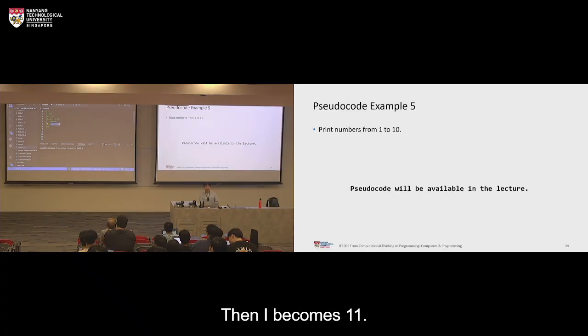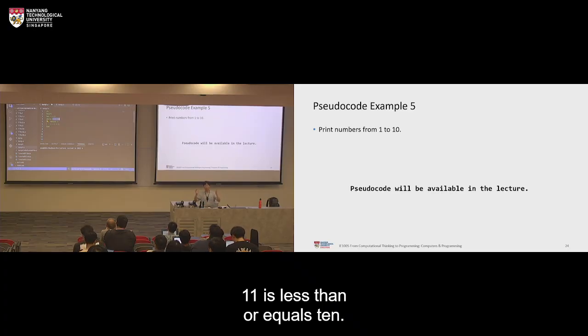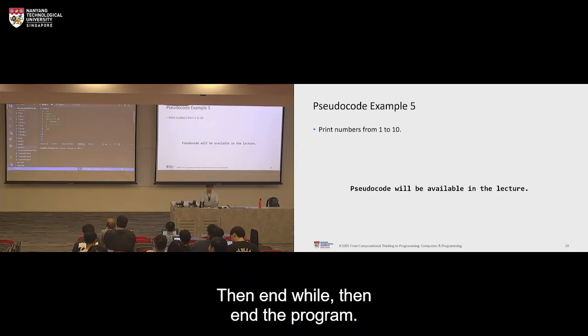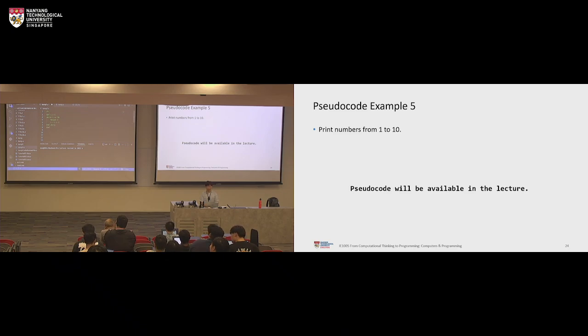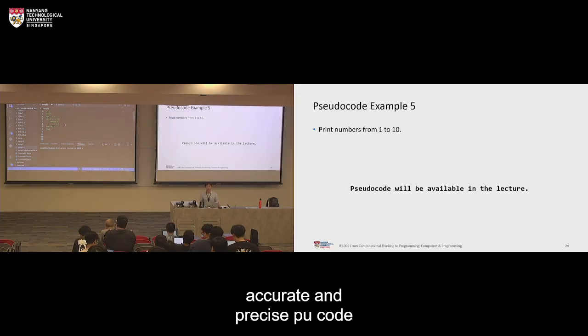Then I becomes 11. Is it true? No. 11 is not less than or equal to 10. This is not true. Okay, then end while, and end the program. So I believe this is a more accurate and precise pseudocode for this loop.